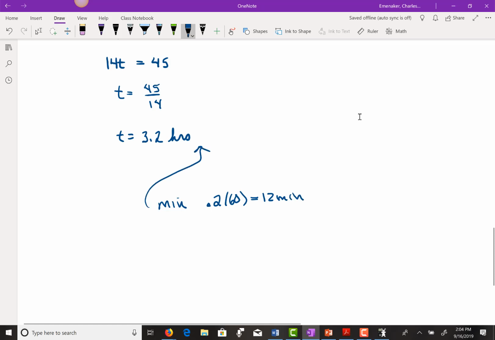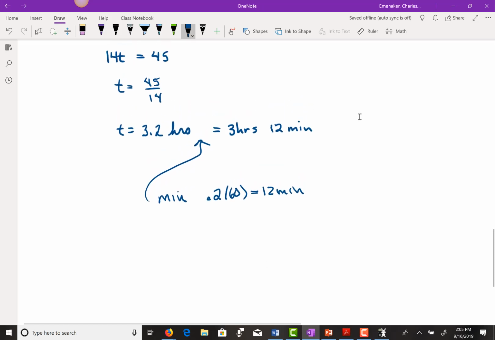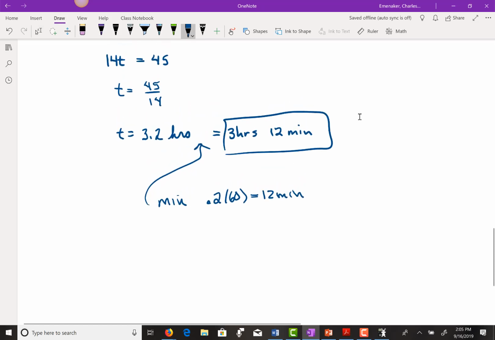This then would mean it's going to take 3 hours and 12 minutes to get the job done. Does that make sense how you convert from a decimal back to hours and minutes? Okay. Be careful because folks are tempted to see that 0.2 and think, oh, that's 20 minutes. It's not. It's 0.2 of an hour, which is 0.2 times 60 minutes. So, total time, 3 hours, 12 minutes, 4 hours is a good estimate.